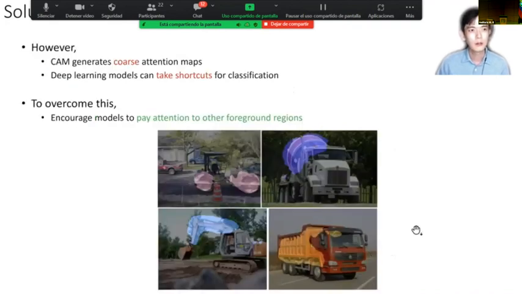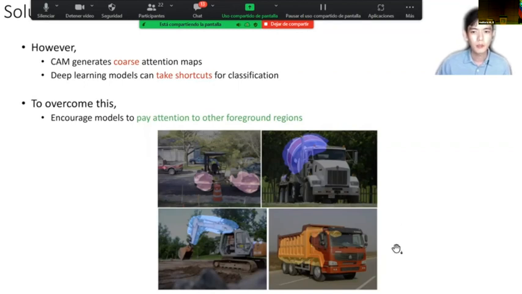However, there are certain issues with this kind of CAM technique. So the CAM could actually generate relatively coarse annotation maps, and that is not fine enough to train segmentation models. Second of all, because we are training classification models, the classification models can actually become really smart and just take shortcuts to make classifications.